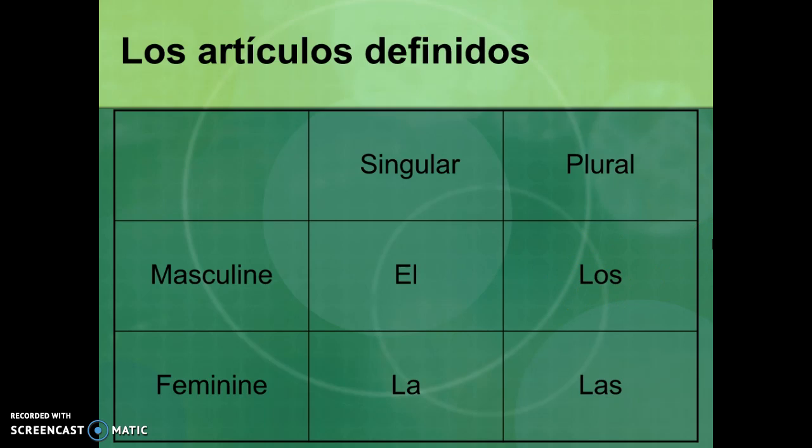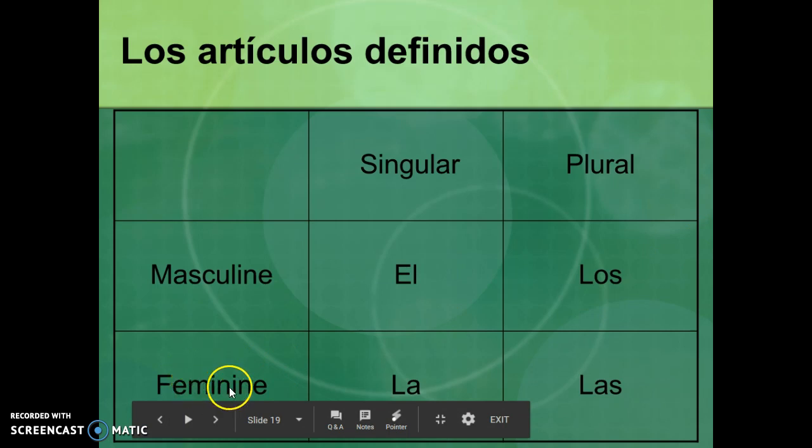Another example, if I have the word escuela, meaning school, I want to say the school. Since escuela ends in the letter A, we know from class earlier that it is a feminine noun. And since escuela is singular, we know that we would use la. So that is how you guys use the chart.